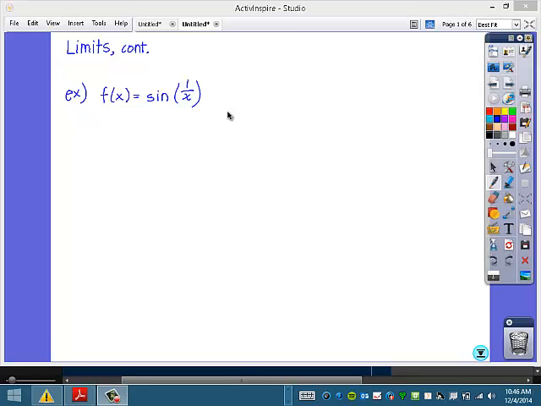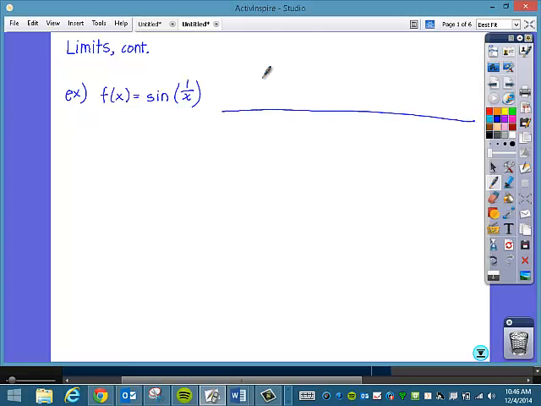All right, we're continuing with limits, and our first limit that we wanted to talk about is f of x equals sine of 1 over x. So to kind of model what's going on, let's make a t-chart. And x, and we have sine of 1 over x.